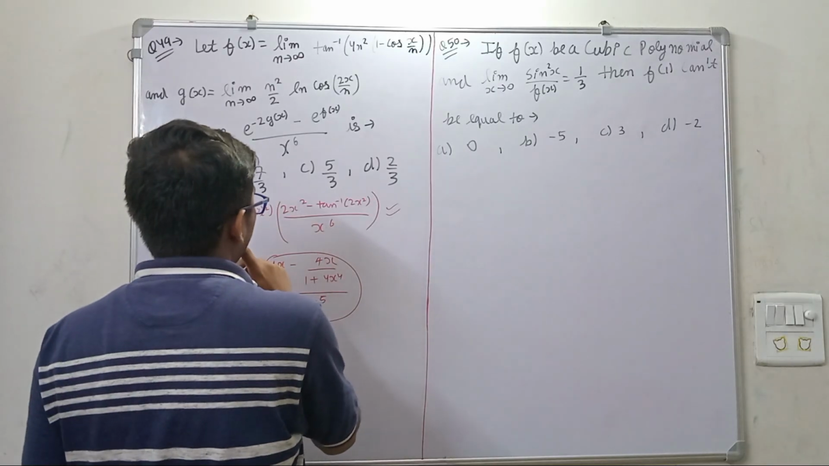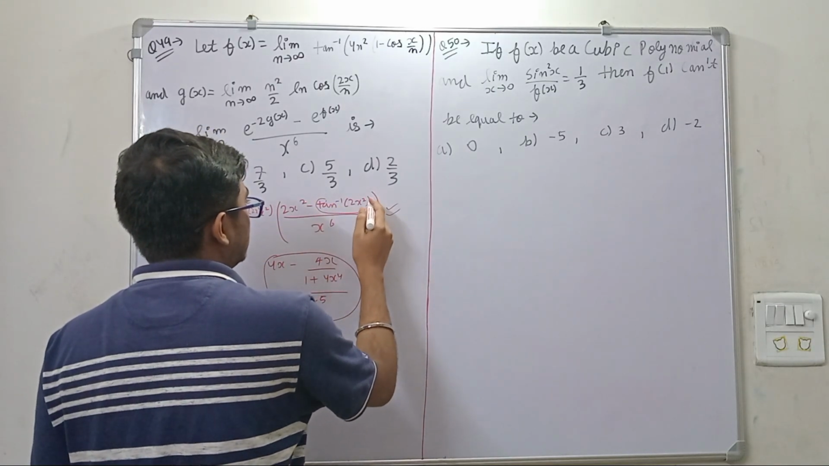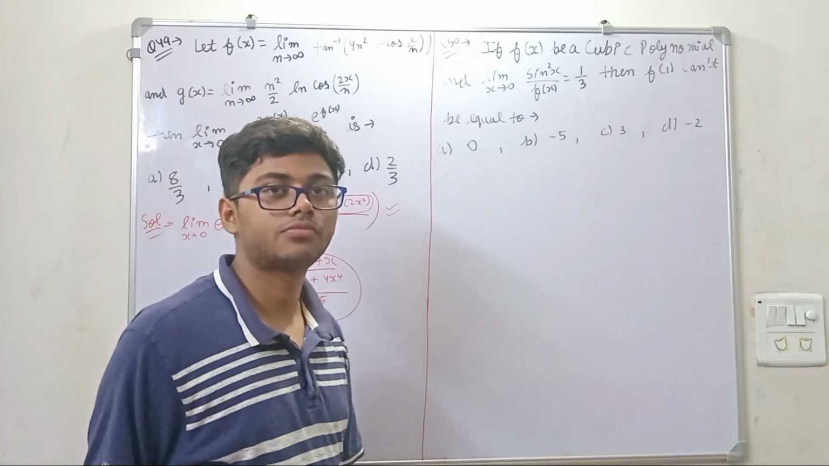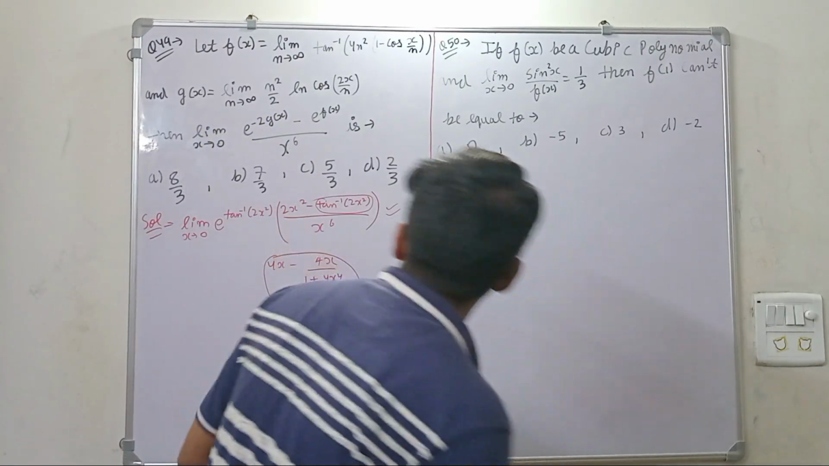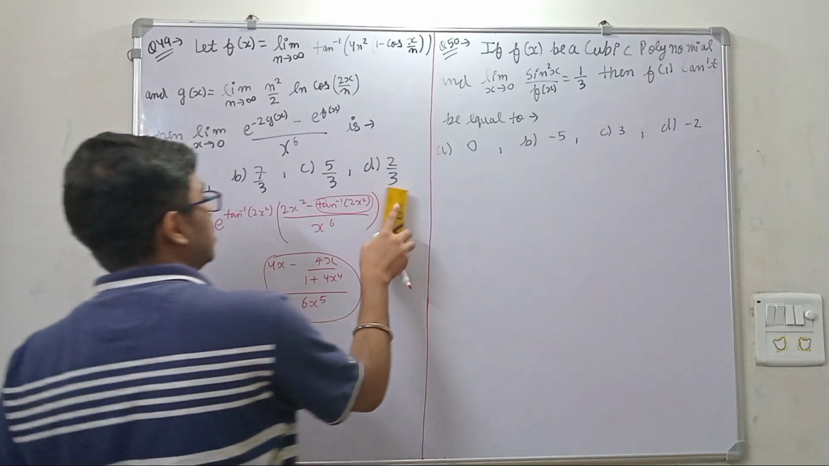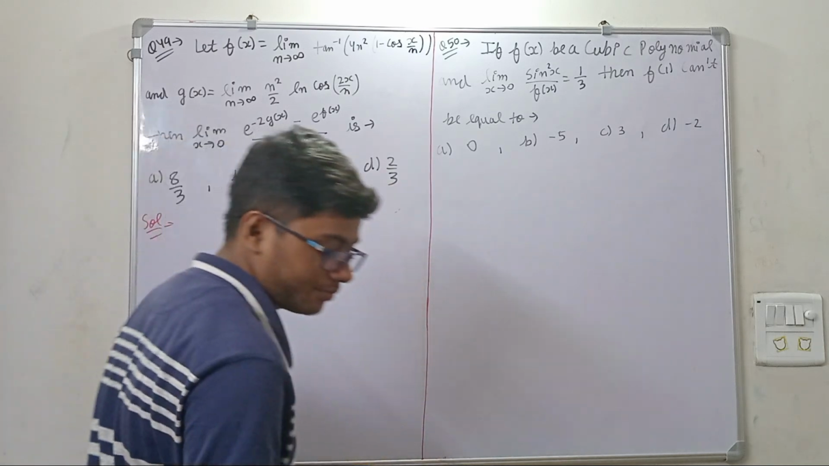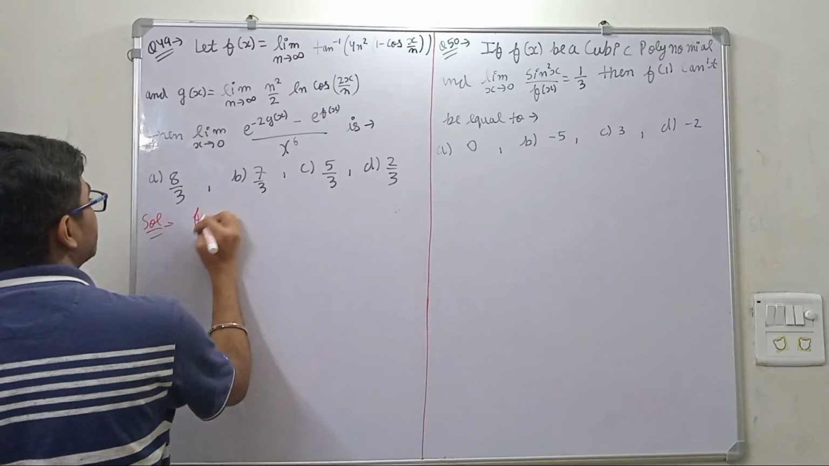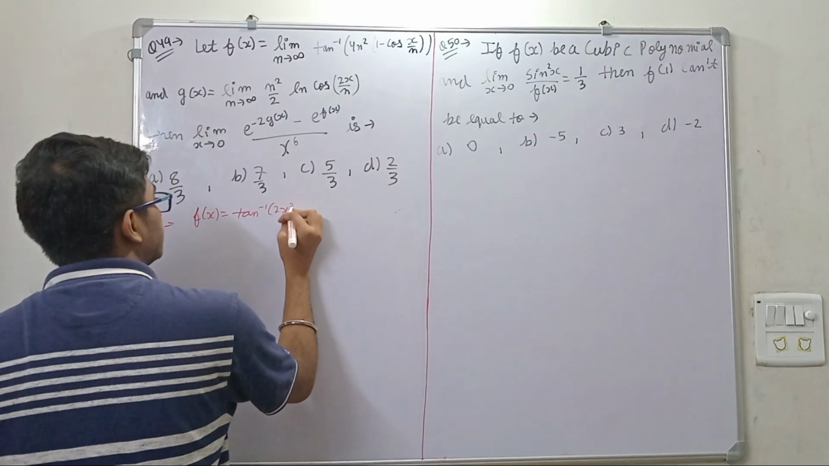But you can see one thing. Here you can either apply the expansion, or I will tell you one more interesting method. Don't go by this method, this is a very lengthy method. I would tell you a very short method. See, what was f(x)? Tan inverse 2x square. And what was g(x)?